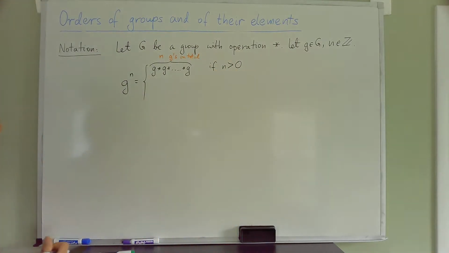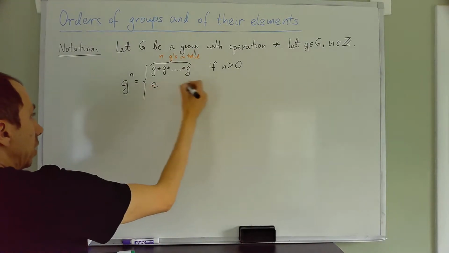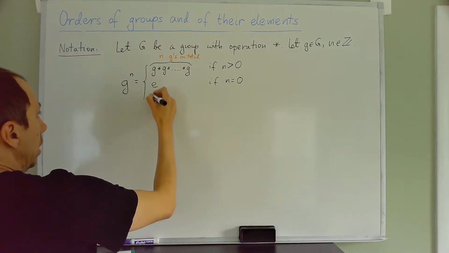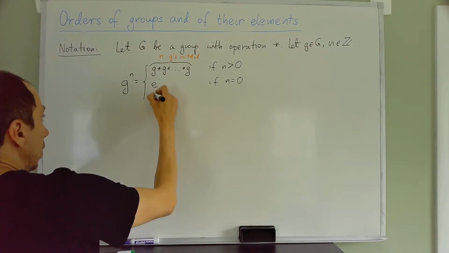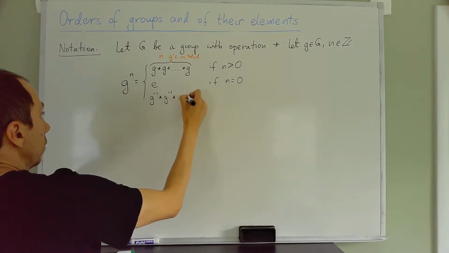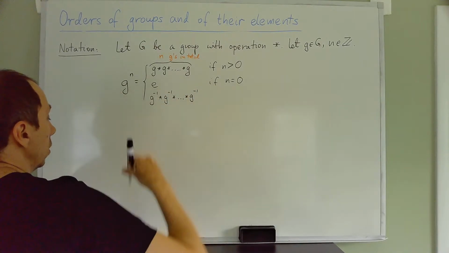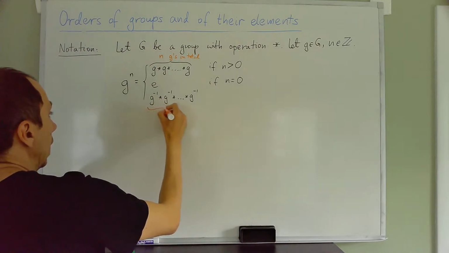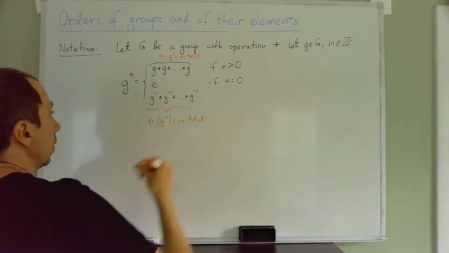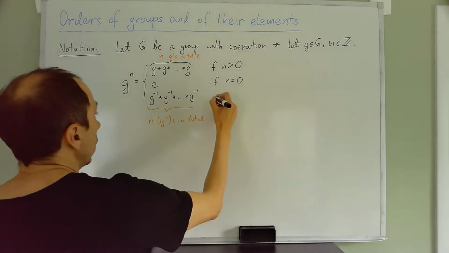That's if n is positive. It's the identity if n is 0. And if n is negative, I just take g inverse instead of g and write a similar expression as the one on top, so n g inverses in total if n is negative.